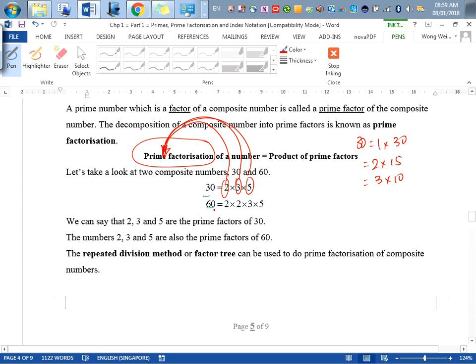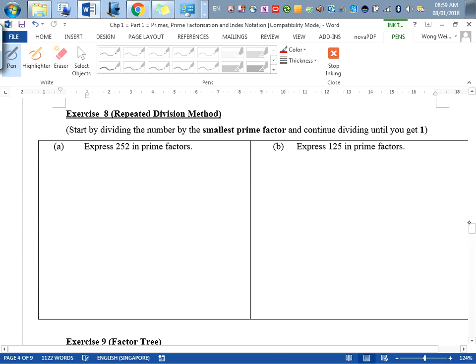What about this 60 over here? I also can express it as all prime numbers. All of them multiply, I get 60. All these are prime numbers, okay? So if I'm able to express it this way, then this is called prime factorization. Now the question is, how do we get all these things? How do I know that 60 is equal to 2 times 2 times 3 times 5? There are many ways we can do it. We can either do repeated division, or we can use a factor tree. Okay? Let us look at the next page.